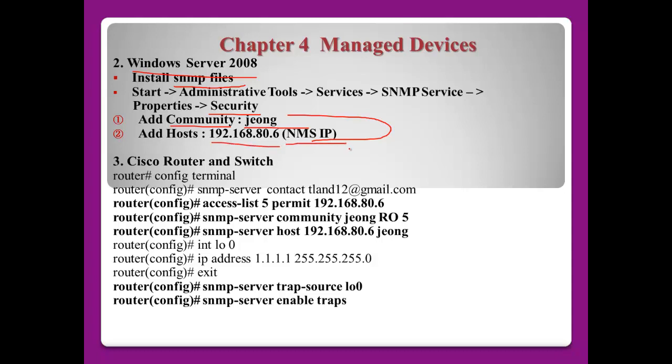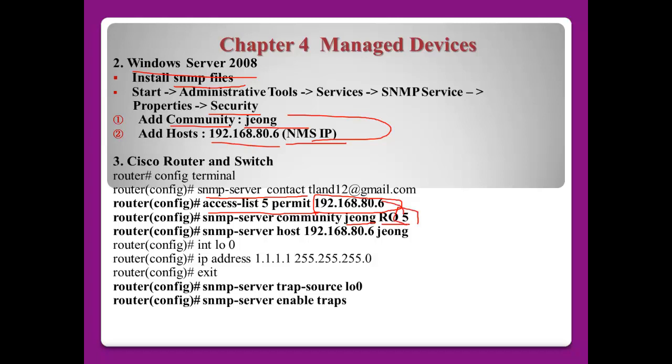This one will be the NMS IP address. Number three, the Cisco router and switch. So this one here, the contact information, and after that, we have to configure the access list for SNMP, the NMS IP address, and the community will be John, and RO. RO means read only for the access authority.